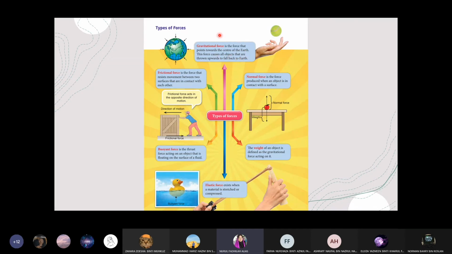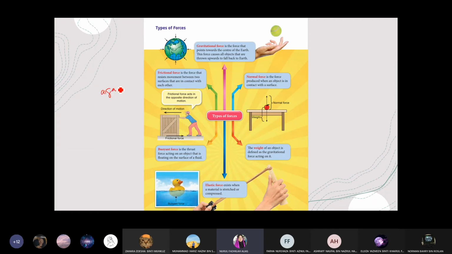And then we talk about frictional force. So what is frictional force? The definition of frictional force is the force that, what's this word? Resist movement. Apa resist tu? What is resist in Malay? Menentang, against. Okay, dia akan sentiasa menentang. Dia akan sentiasa against. Against what? Against the direction of the force given to it.